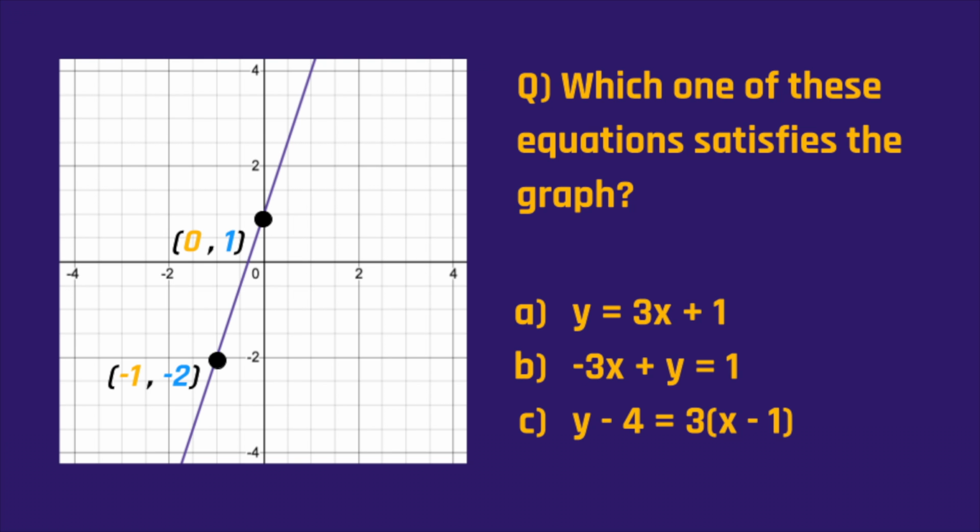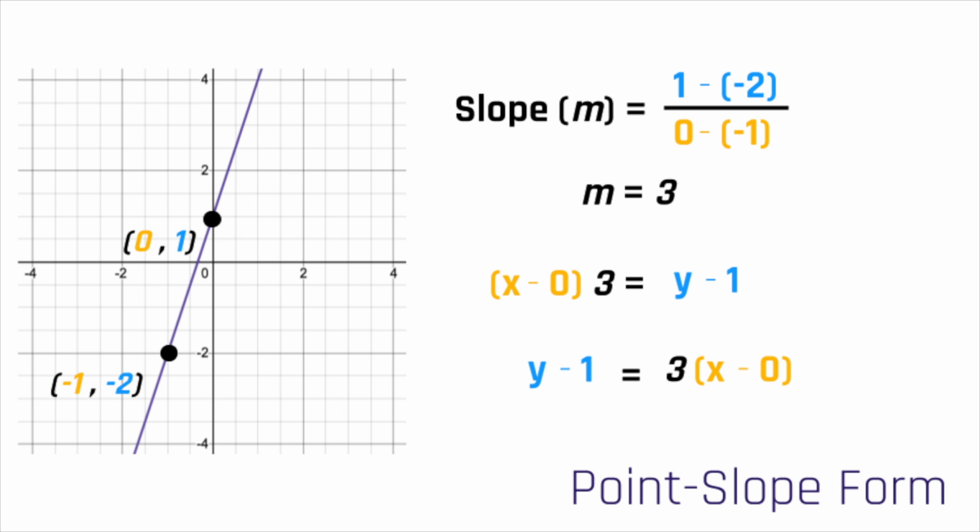Now, let's tie this back to our original question. I have a line with two known points 0, 1 and negative 1, 2. To find the point-slope form, I first find the slope by plugging in the values into the slope formula. I end up with 3. Then, since I only need one known point to plug into the point-slope form, I'll pick one of the two given points. My final answer is y minus 1 is equal to 3 times the quantity x minus 0.